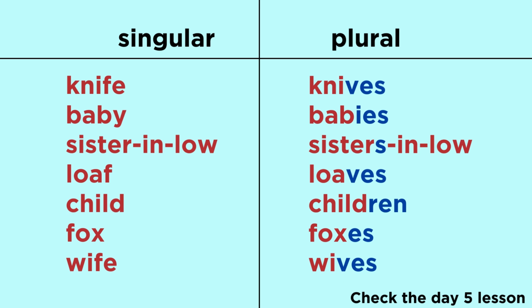Wife. Last letters are FE. So what is the rule? We should remove FE and add VES. Wife, wives.